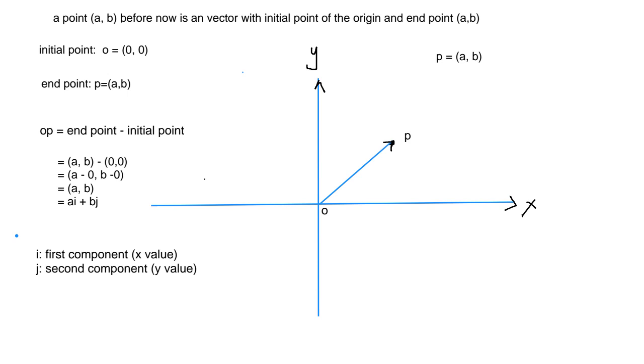So P now gets a new perspective, right? P before is a point, A comma B. Now for our class, we want to see P as a vector, coming off from the origin, this line segment, coming off from the origin and ending at point P.